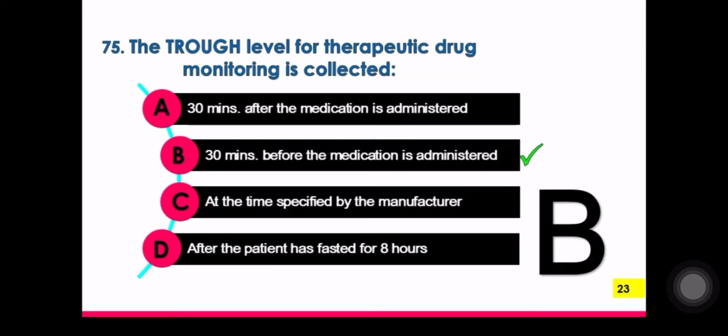Now, trough levels po, remember, are monitored to ensure that levels of the drug stay within the therapeutic range. Trough level specimens are the easiest to collect because they are collected when the lowest serum concentration po of the drug is expected po. Usually po, immediately po yan bago yung administration ng next scheduled dose po.